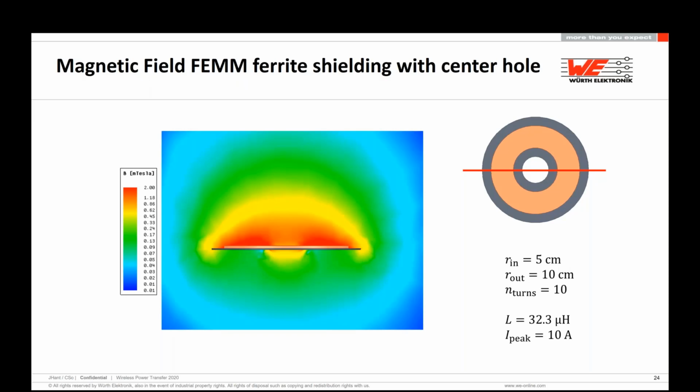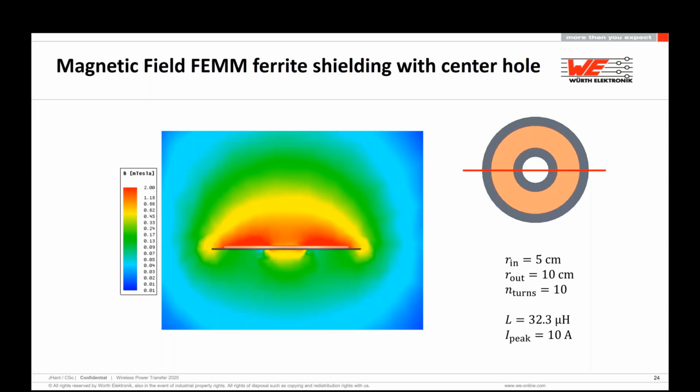But what you can see is that in the middle of this coil, on the backside, the magnetic field is not green, not zero like before. You will have a magnetic field on the backside of your part, and that means you cannot place any components directly on the backside.